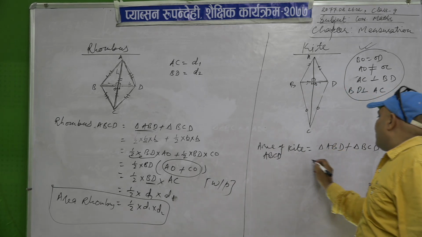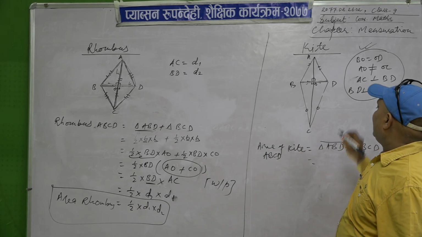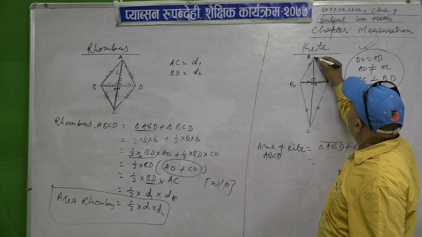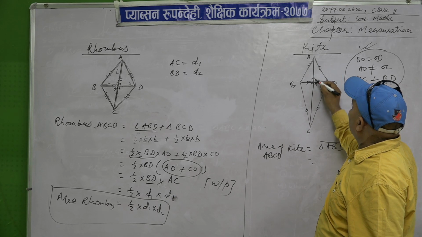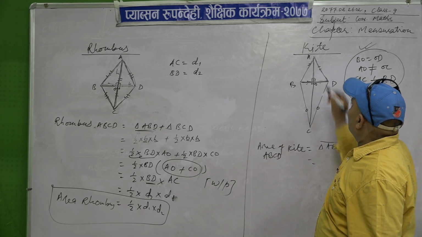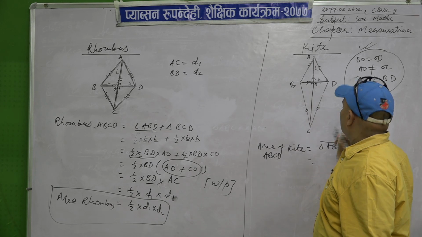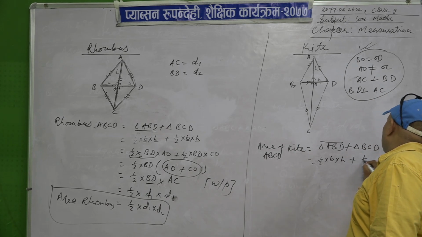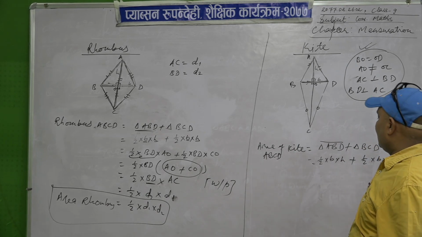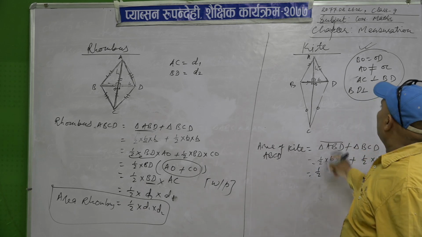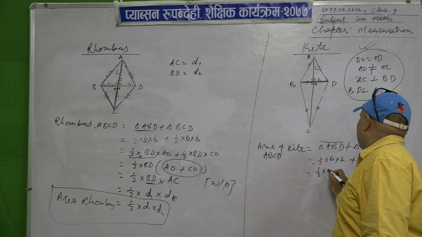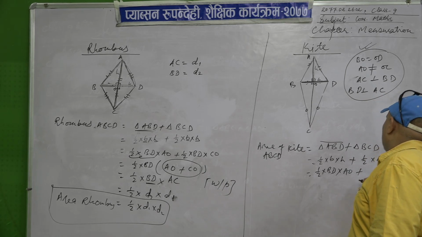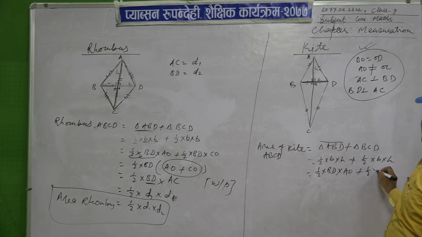Now come to triangle ABD. In triangle ABD, BD is the base and AO is the height, because AO is perpendicular to BD. So this will be the height, this will be the base. The area of triangle ABD is 1 by 2 into base into height. Same way here also 1 by 2 into base into height. Now put the values: base BD into height AO, plus 1 by 2.